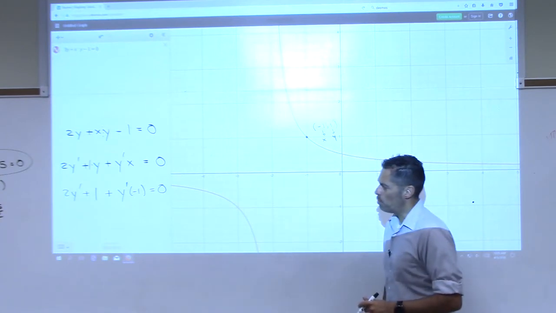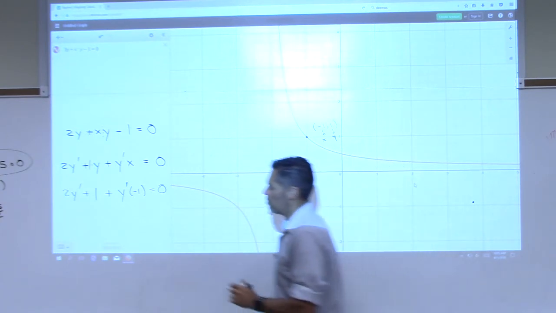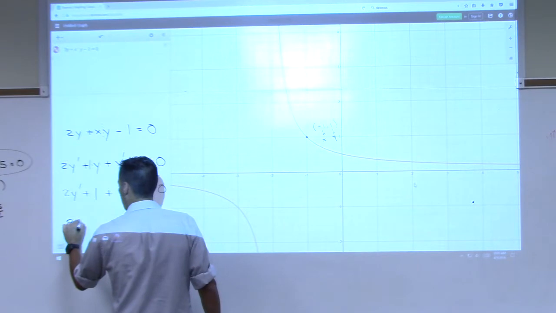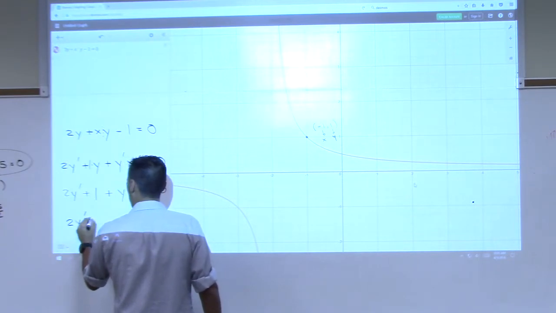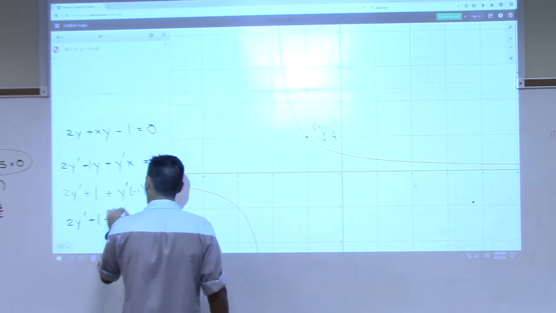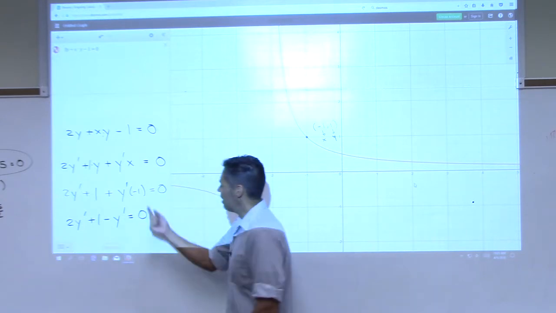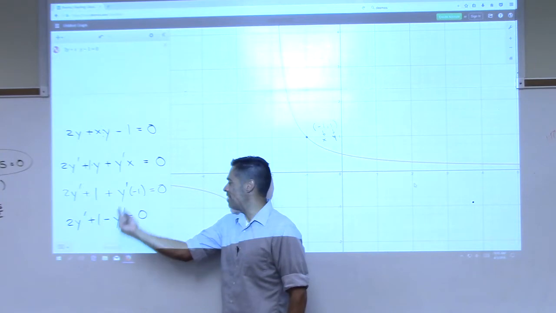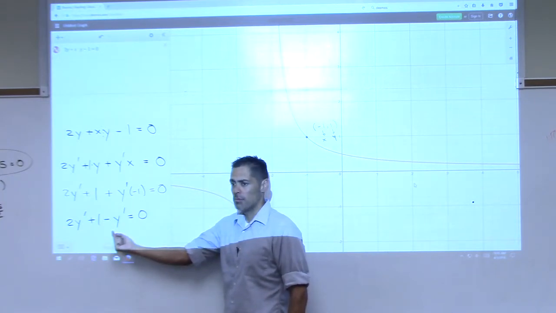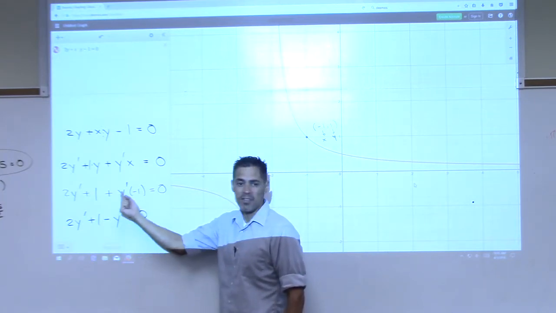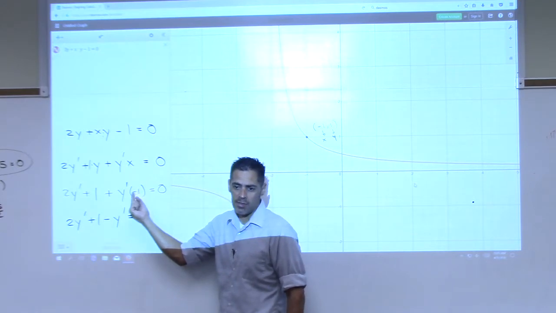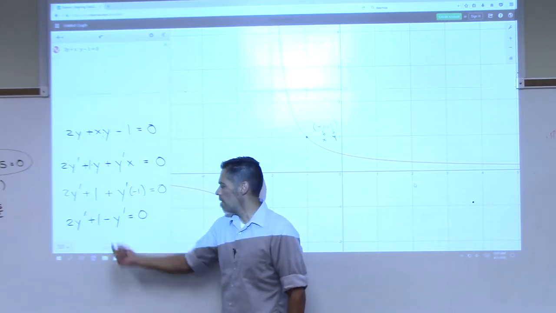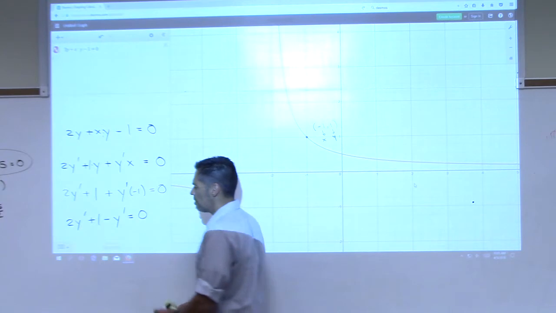I know that looks weird, but let me rewrite this. This is 2y prime plus 1 minus y prime equals 0. So what I'm doing is I'm saying that when you multiply y prime times negative 1, it just makes it negative y prime. Right? If I said, what's x times negative 1, you'd say negative x. So same thing here. Now, there is something we can do still.